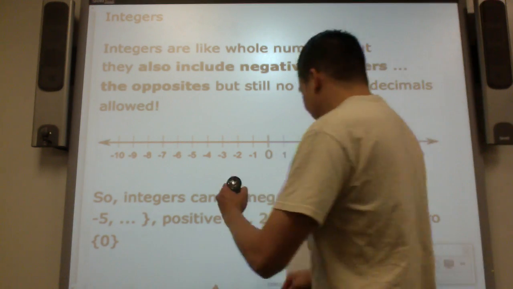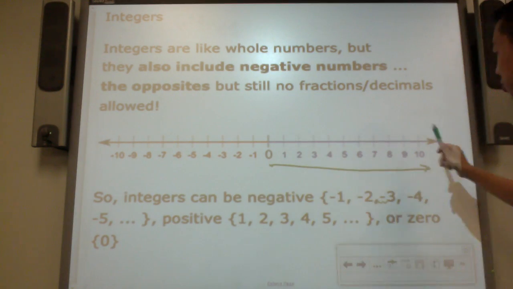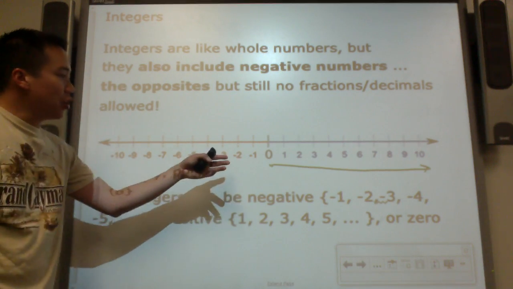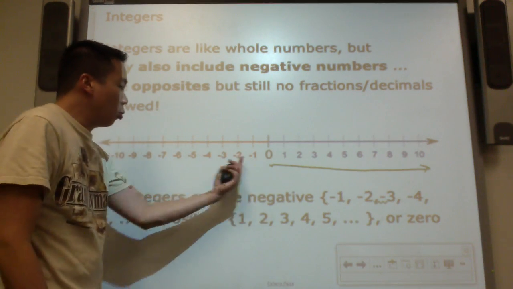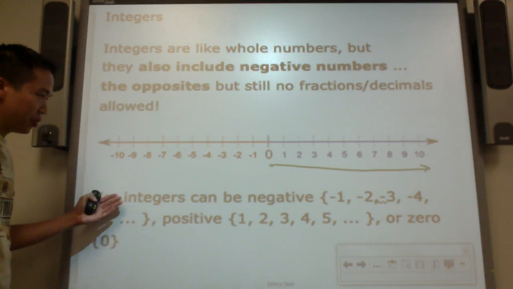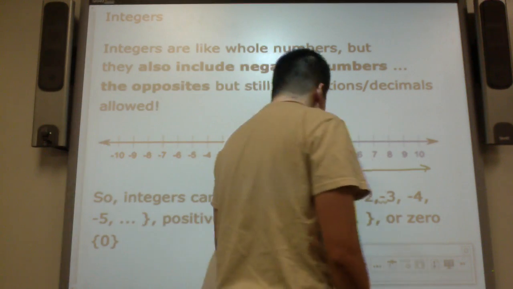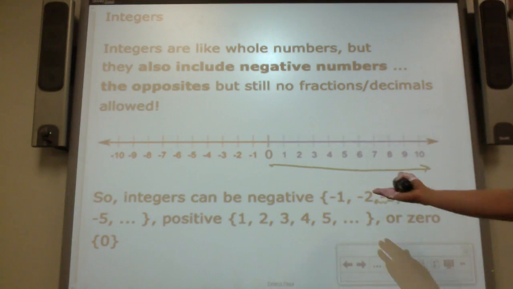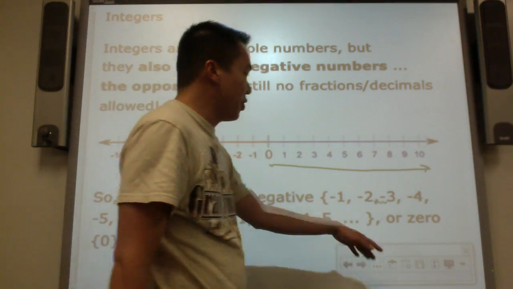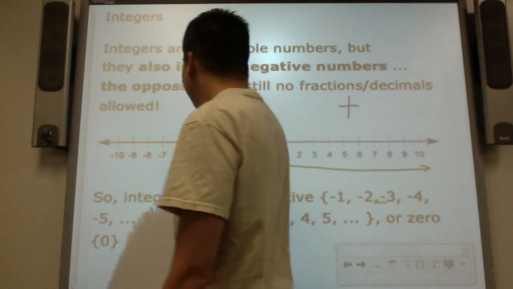So again, from here to here are whole numbers, from 0 to 10. The opposite is on the other side. These are the negative whole numbers. So we have positive whole numbers, we have negative whole numbers. 0 is neither positive nor negative. So integers can be negative, like negative 1, negative 2, negative 3, negative 4, negative 5. And it could be positive, 1, 2, 3, 4, 5, or 0.